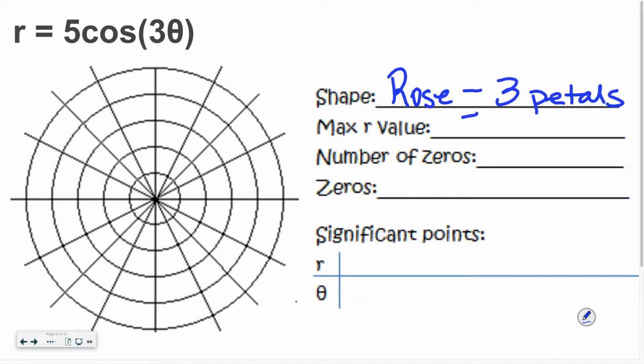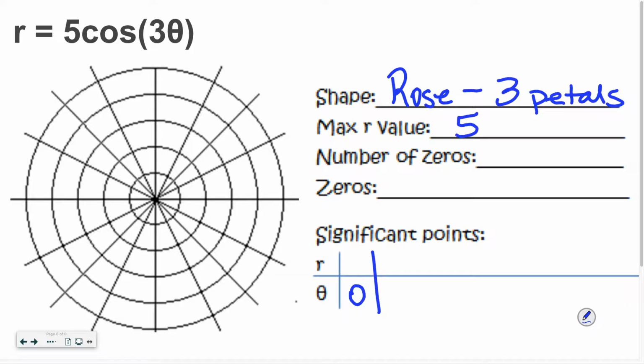Dallas, how long are the petals going to be? 5. So our max r value is 5. This coefficient out here is going to tell you how long the petals are, much like in our circle, it told us how big our circle was. Now jump down here to significant points. On the worksheet you're going to do tonight, you're going to have 1 or 2 of these. You're not going to fill out a whole lot of significant points.